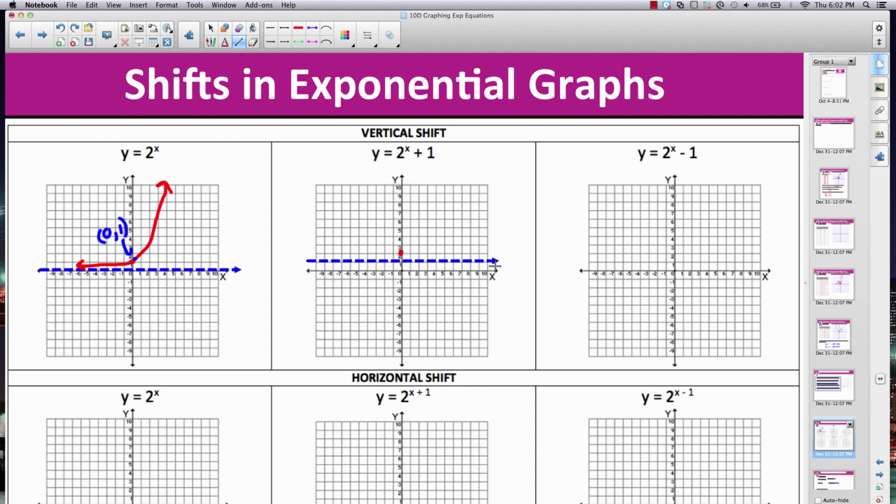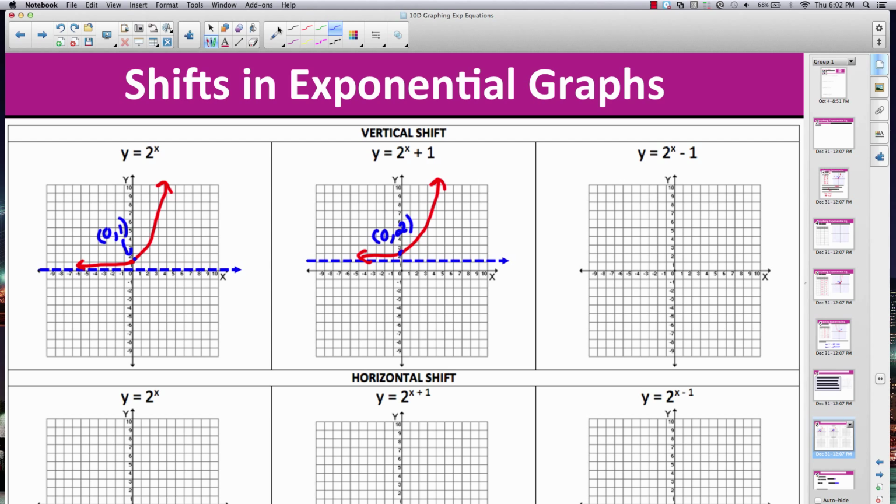So we can go ahead and draw in the new asymptote at y equals 1. And then again, we'll just do a very, very rough sketch of it. It's now going to go through the point 0, 2 and look like this. So again, let's just make a note that this point is now 0, 2. So the point right here.